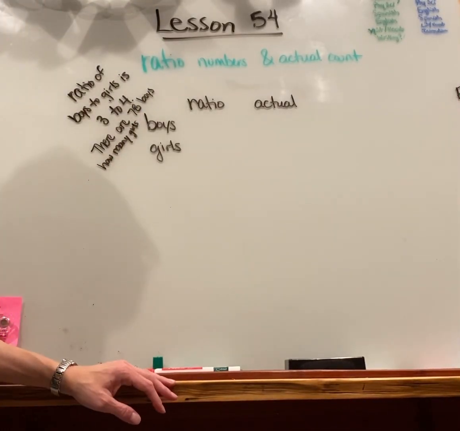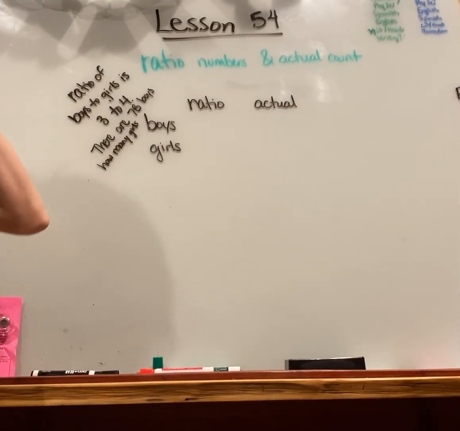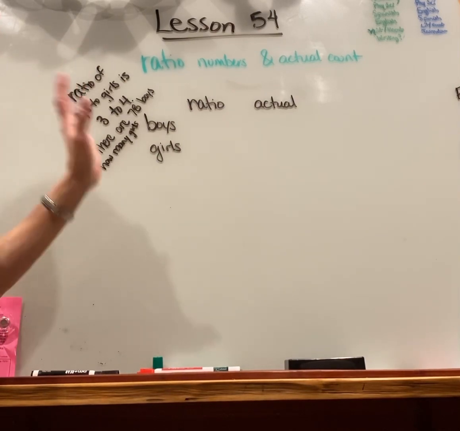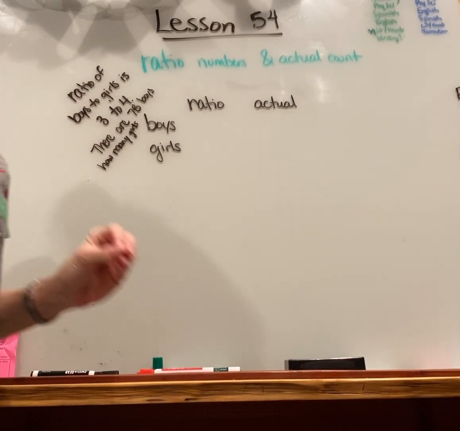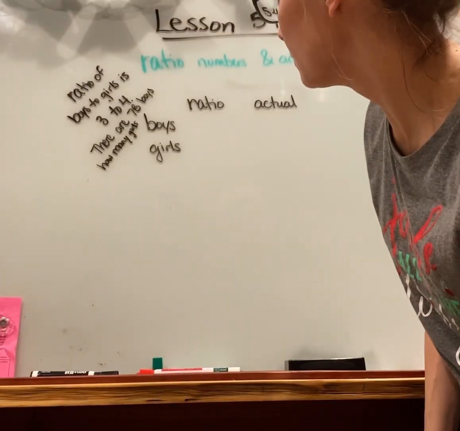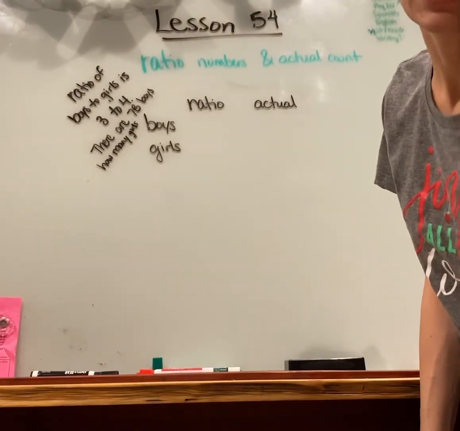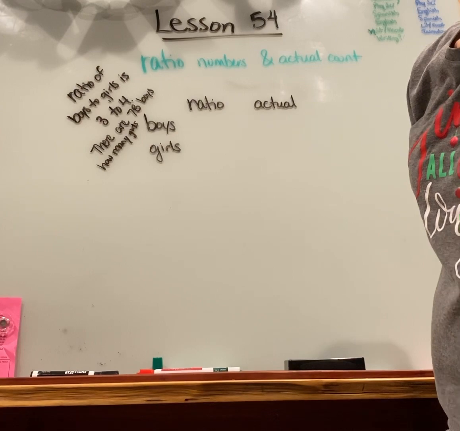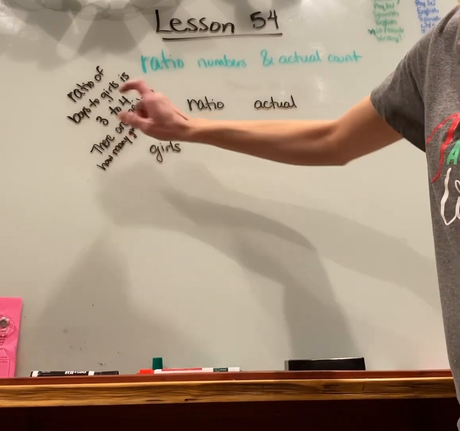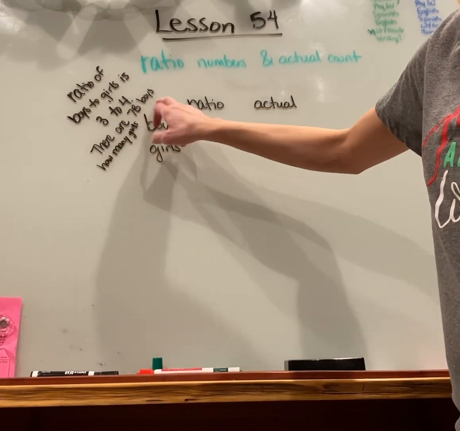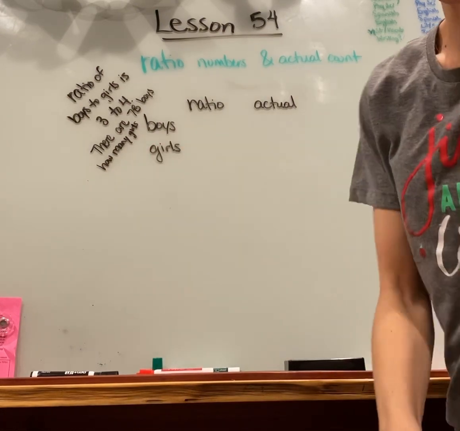Okay, lesson 54 is about ratios. So we're going to talk about ratio numbers and actual numbers. At school, the ratio of boys to girls is 3 to 4. If there are 78 boys, how many girls are there?